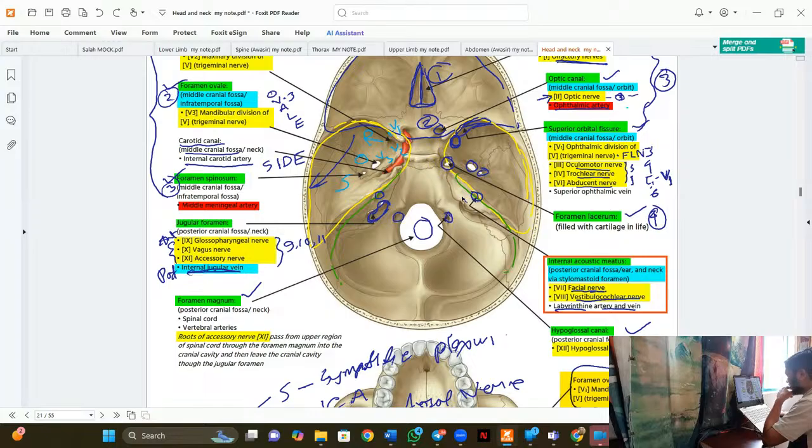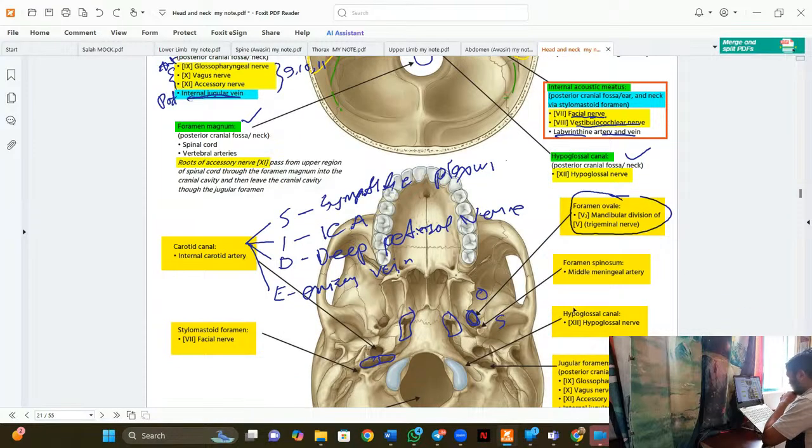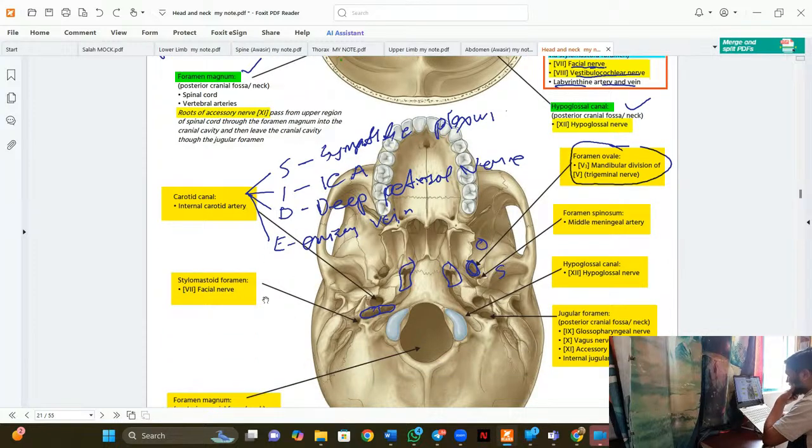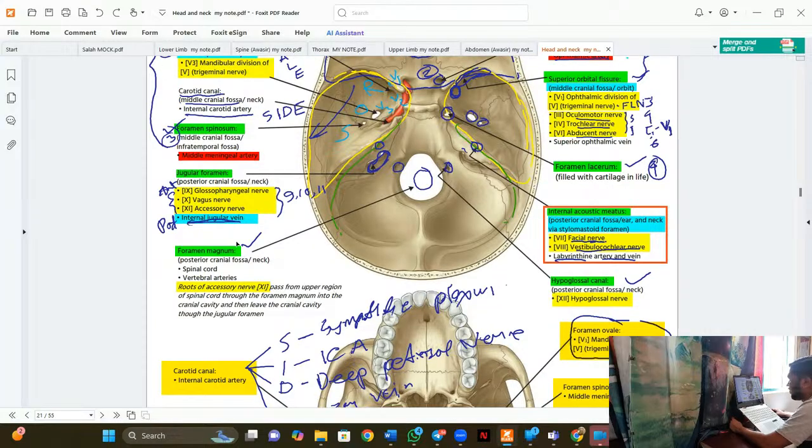Stylomastoid foramen. This is foramen lacerum. Okay, foramen lacerum. Where is carotid canal? This is stylomastoid foramen for the facial nerve. Stylomastoid foramen will go behind the styloid process. See, behind the styloid process is stylomastoid foramen, through which the facial nerve and vestibulocochlear nerve both pass. So we can finish this picture.